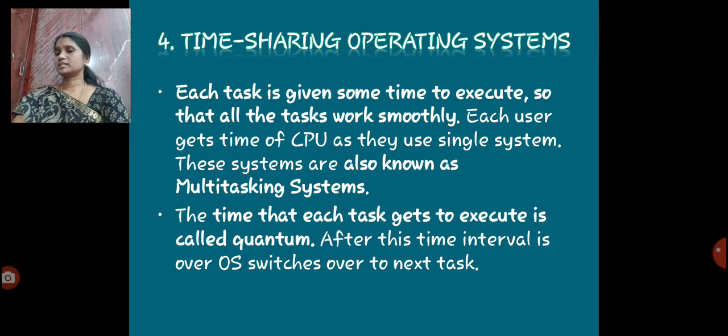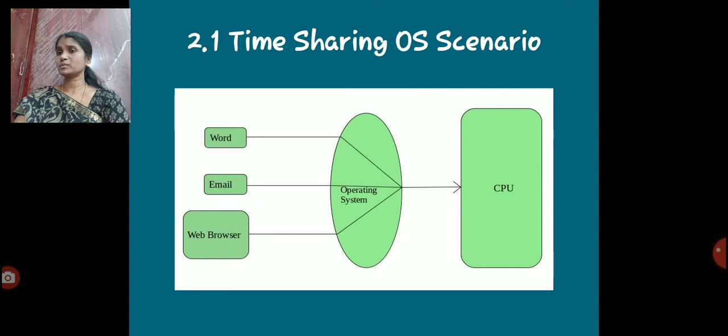This type of system is known as a multitasking system. The time which is allotted to each and every task is known as the quantum. When the quantum is over, automatically, as I said before, the OS switches over to the next task. So this is what happens in time sharing OS, and this is the scenario of time sharing OS.